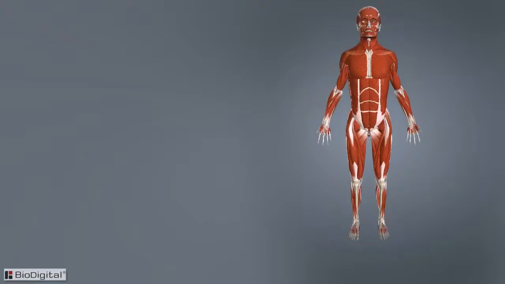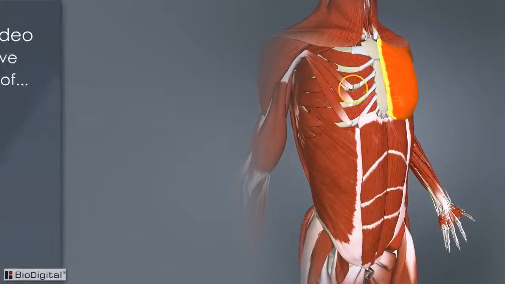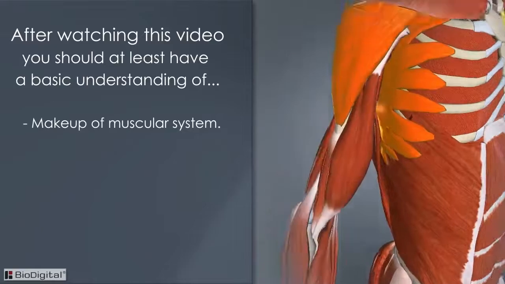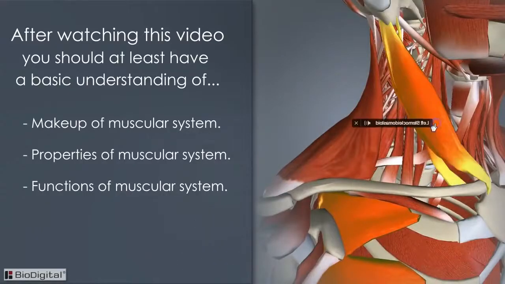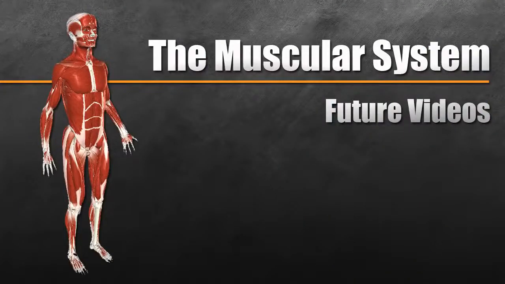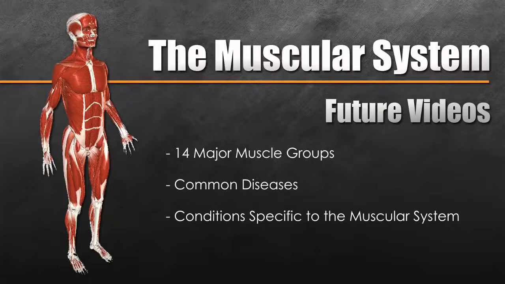Now there is so much more to discuss about the muscular system, but that's as far as we'll go in this introductory video. After watching this video, you should at least have a basic understanding of what makes up the muscular system, its properties, and functions. For a more in-depth study of the muscular system, look for future CTE videos where we will cover topics such as the 14 major muscle groups, as well as topics such as common diseases and conditions specific to the muscular system.